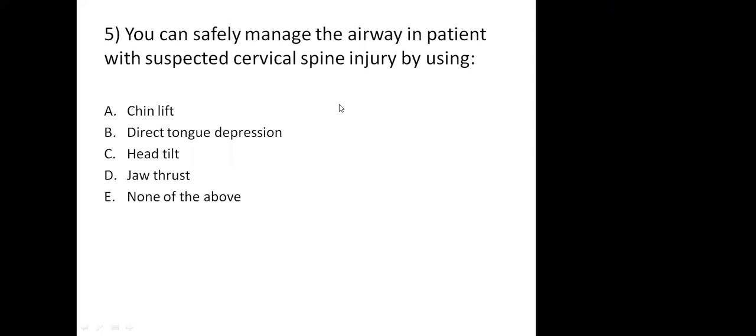Answered E. I think out of all these questions, the easiest question is this only.